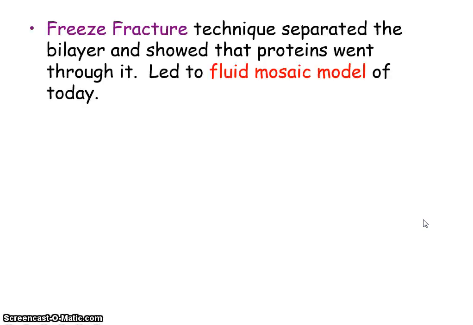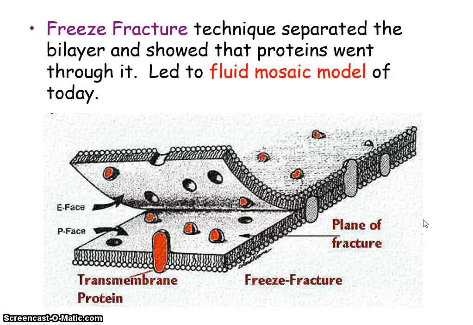As technology improved, they were able to do a technique called freeze fracture, and that's what this is showing here. They were able to cool the membrane down enough that they could then separate the bilayer. When they did that, they were able to see that the proteins actually were stuck in the membrane in different areas, and that's where they got the fluid mosaic model.